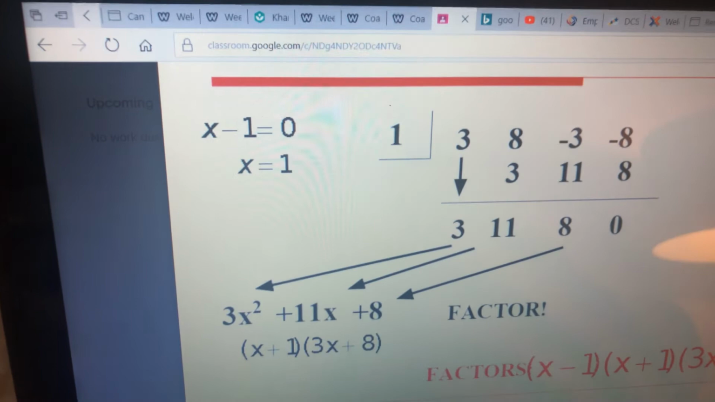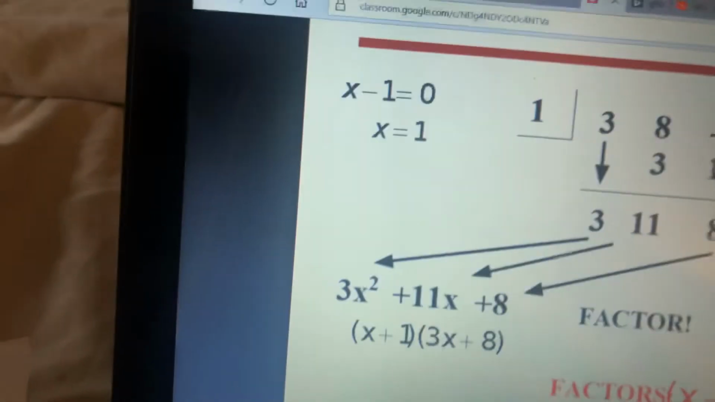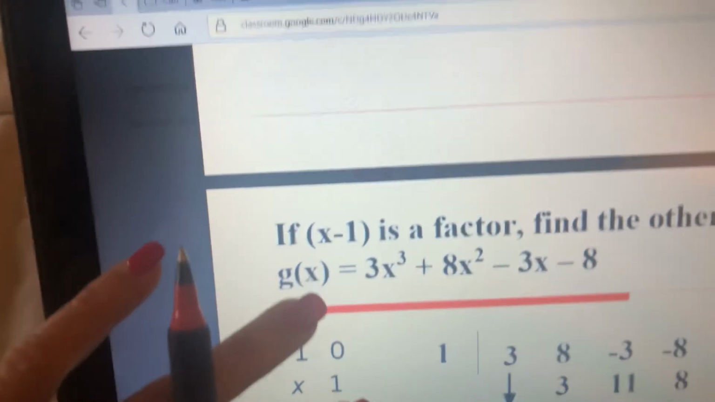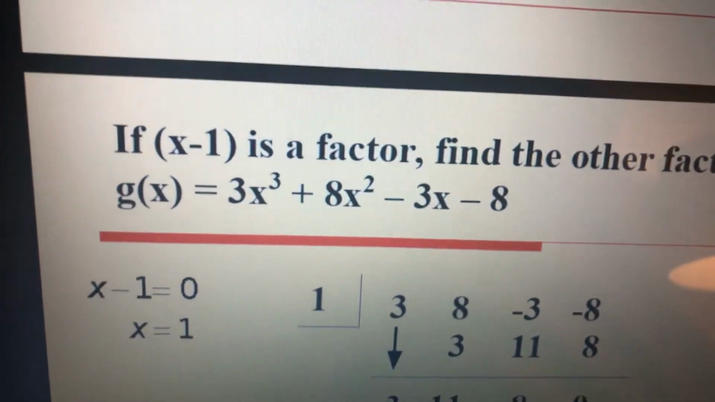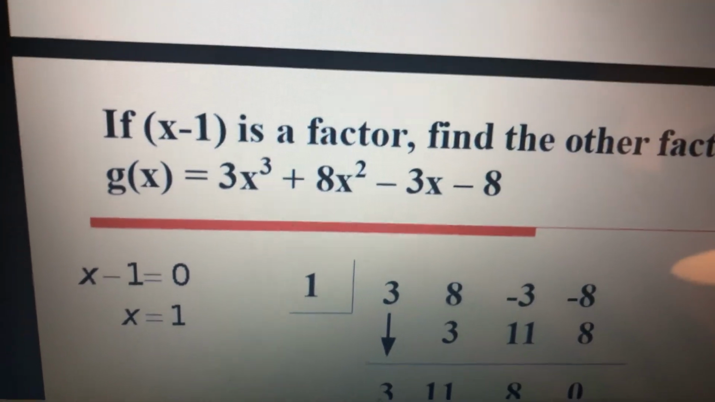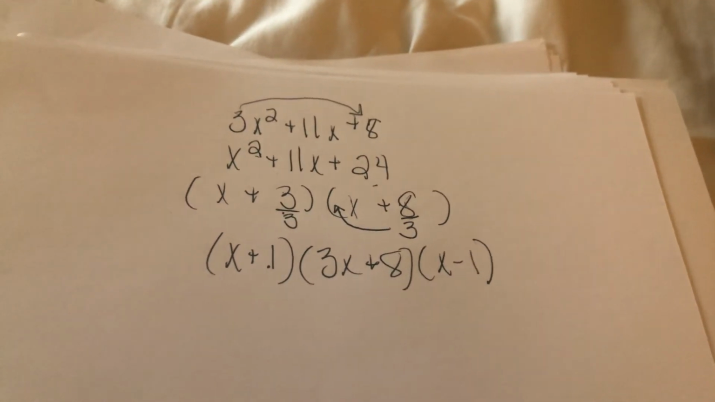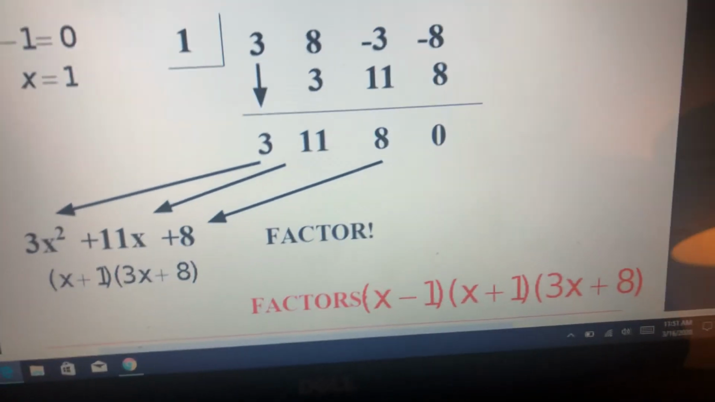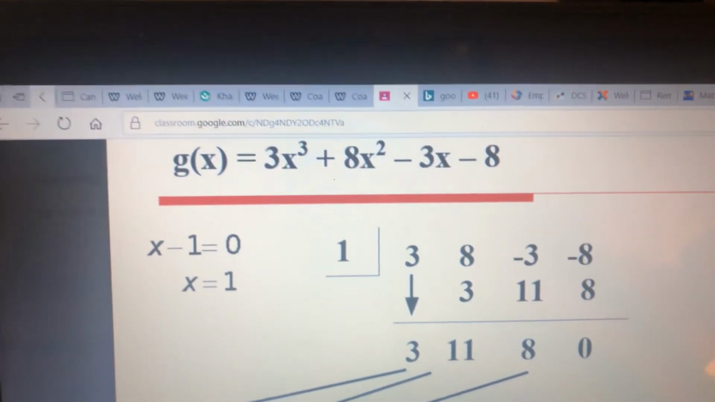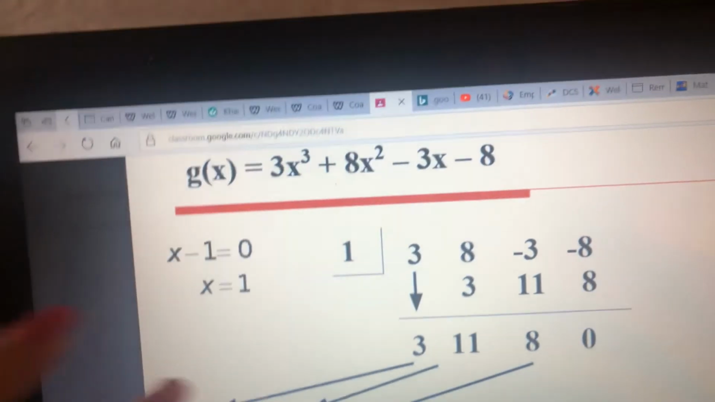Now, if you remember, the x minus 1 is also a factor, so we're going to go ahead and add that in too, x minus 1. So 3x cubed plus 8x squared minus 3x minus 8 will factor down into the 3 factors of x plus 1, 3x plus 8, and x minus 1. So these are factors. This is how we factor a polynomial that is greater than a quadratic.